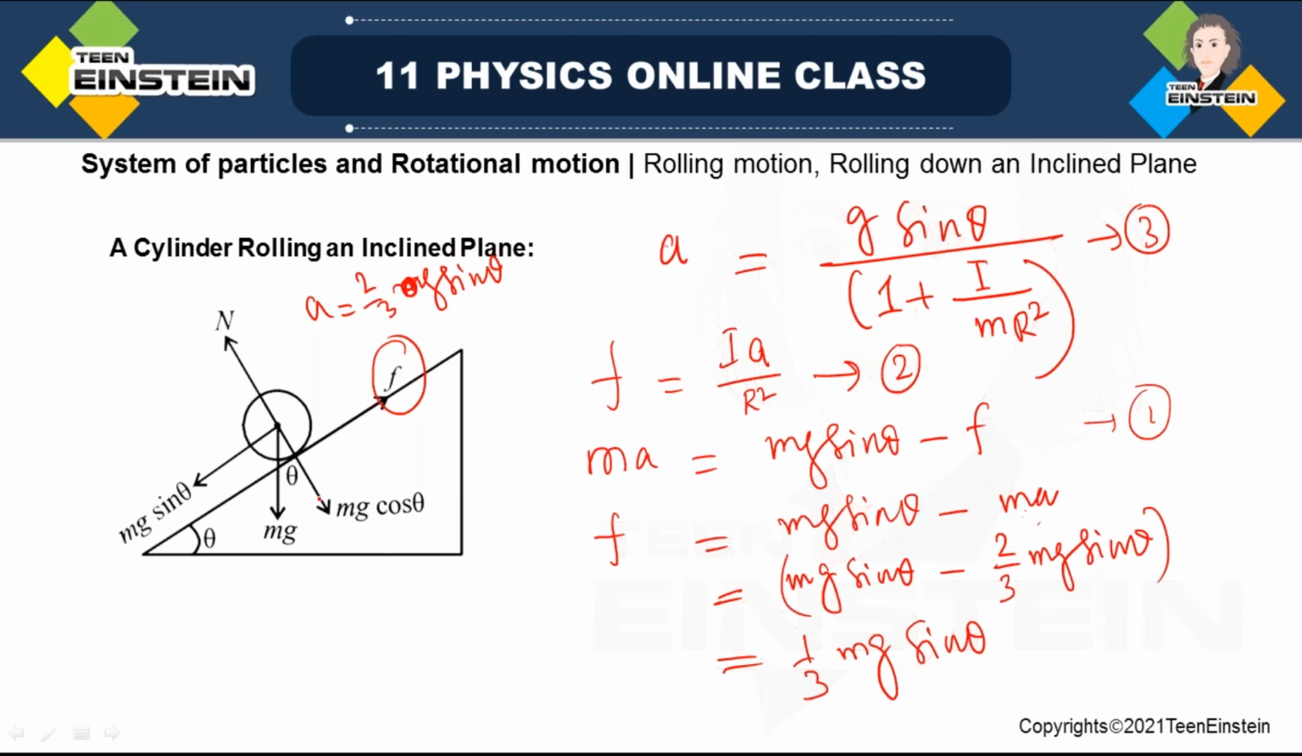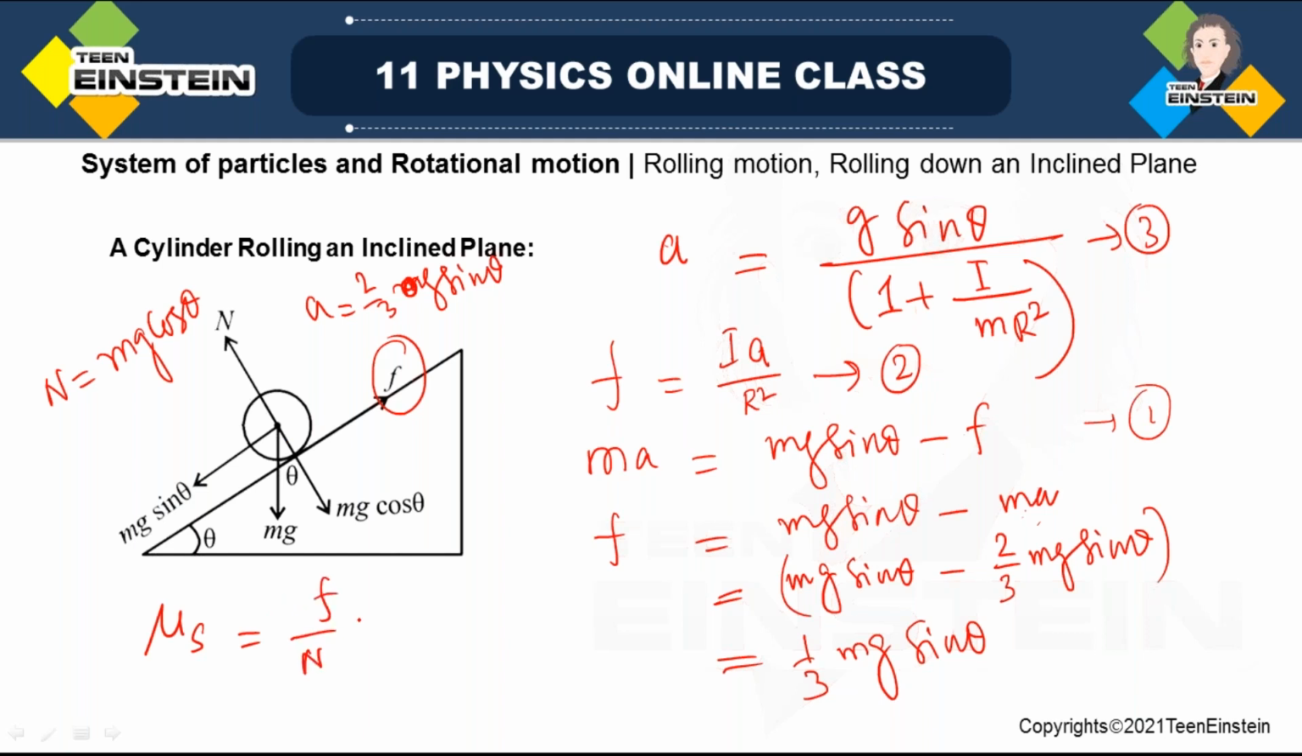And see, normal force what we have got, since there is no vertical motion, so normal force will be equal to mg cos theta. So from here we can find out what is the necessary coefficient of static friction which will help you to have rolling motion without slipping. Okay, what is the minimum value of that coefficient of static friction?